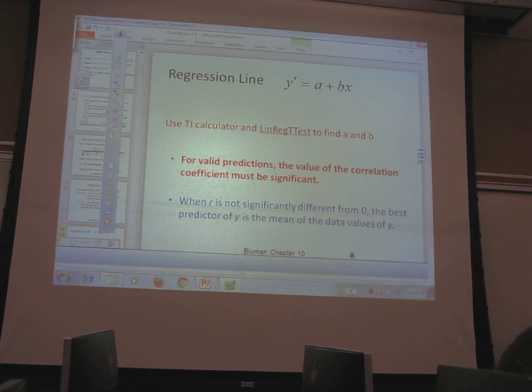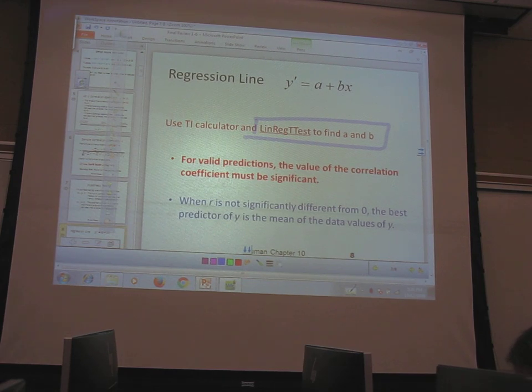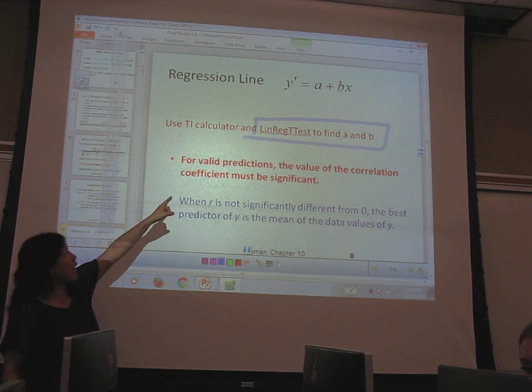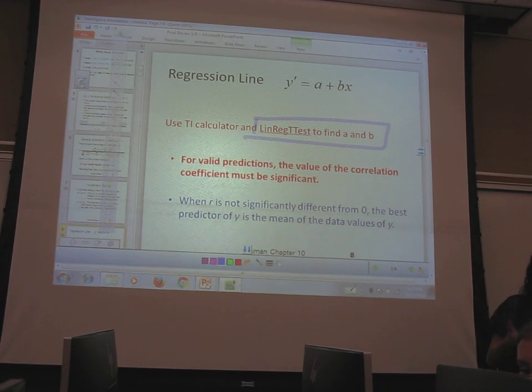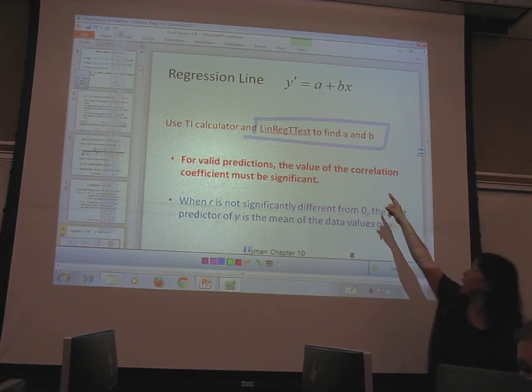Here's our regression line. Again, you use your TI calculator and LinRegTTest to find a and b. This is the important part. Dana, read the last 2 sentences in red and blue for us. For valid predictions, the value of the correlation coefficient must be significant. So that means that if I'm going to use that line, my data has to be a line. Right? I have to have rejected H naught. If I reject H naught in my test, then yay, it's a line. I can use the line to predict.